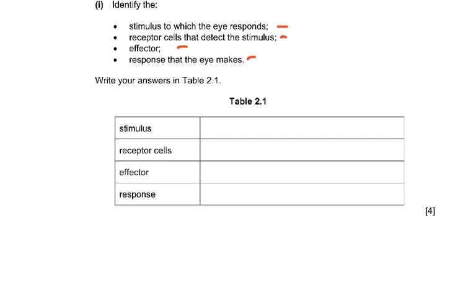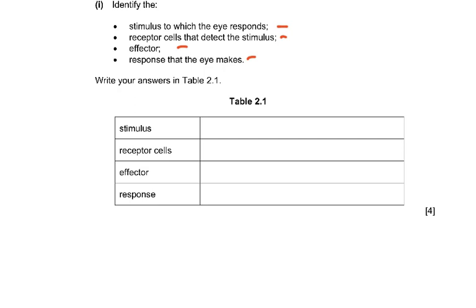Now, what is a stimulus? Basically, it's light intensity. You could have said light, you could have said light intensity. Then receptor cells would be the rods and cones in the retina. Effector would be the circular muscles of the iris. And the response will be that the pupil gets smaller, because if there's too much light entering the eye, that can damage the retina.